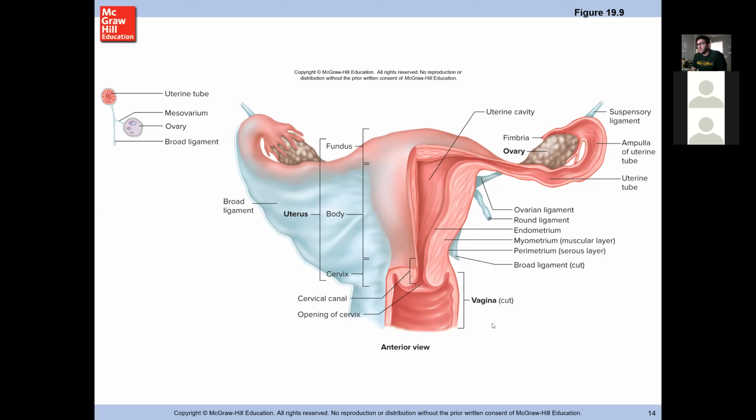Let's see, what else? Yeah, that's pretty much it for here. So body of the uterus, fundus, and the cervix. For clinical reasons, the cervix is technically considered part of the uterus as well.